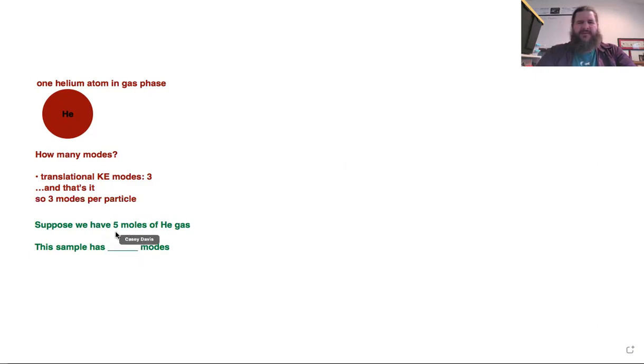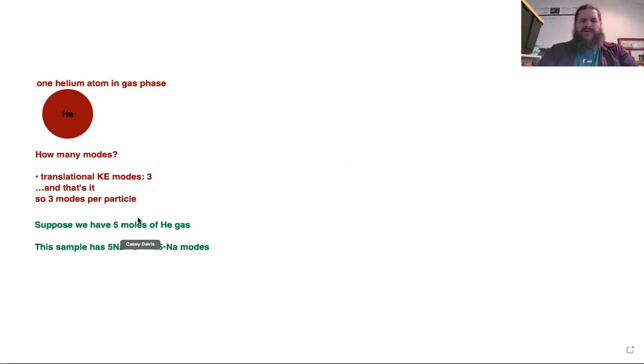Right, we then have to multiply by 5. So 3 modes per particle times Avogadro's number tells us the number of modes in 1 mole of particles, times 5 to give us the number of modes in 5 moles. So 5 N_A times 3, in other words, 15 N_A modes.